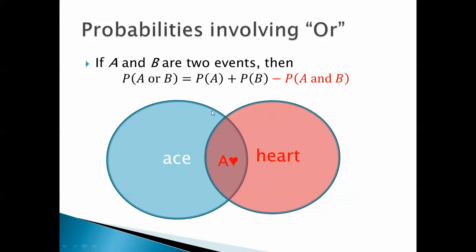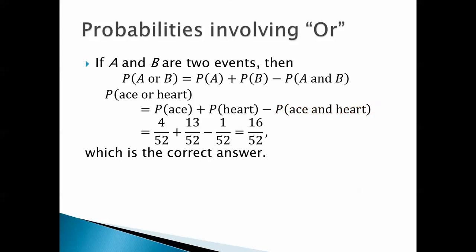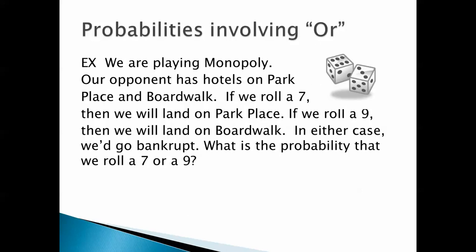So what you want to do is calculate the probability of getting an ace, calculate the probability of getting a heart, and then, because you counted the ace of hearts under both of them, you want to subtract that off so that you don't double count it. So the probability of getting an ace or heart is the probability of ace plus probability of heart minus probability of ace and heart. That would be 4 out of 52 plus 13 out of 52 minus 1 out of 52, because there's only one card that's both an ace and a heart. It's the ace of hearts. And that gives us 16 out of 52, which is the correct answer.